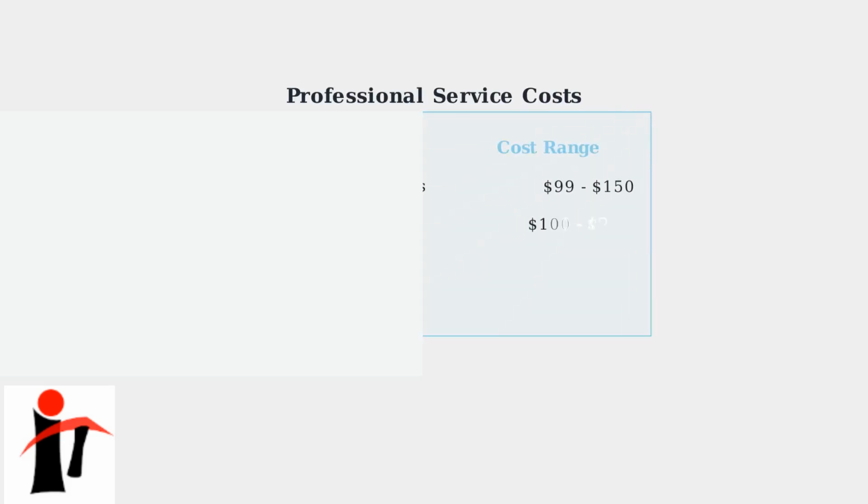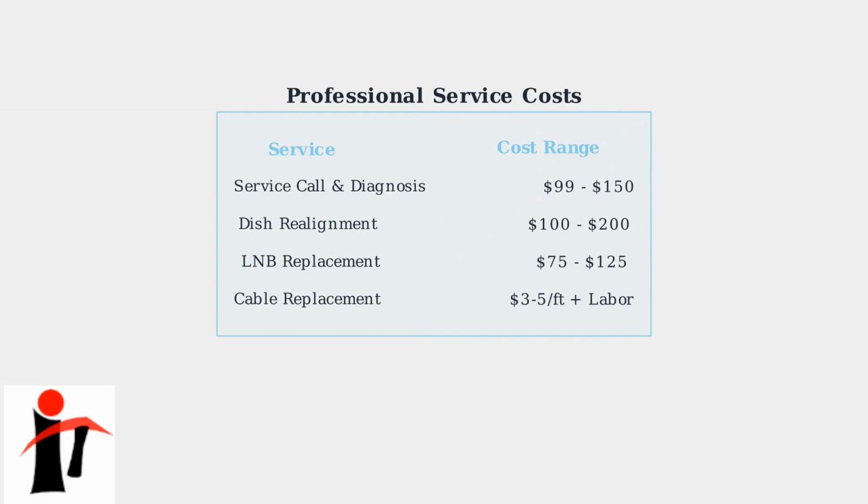Here are the typical costs you can expect. Professional service calls typically cost between $99 and $150 for diagnosis and basic repairs. Dish realignment ranges from $100 to $200, while LNB replacement costs $75 to $125, including parts and labor.